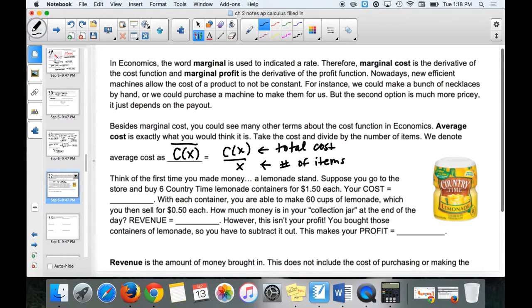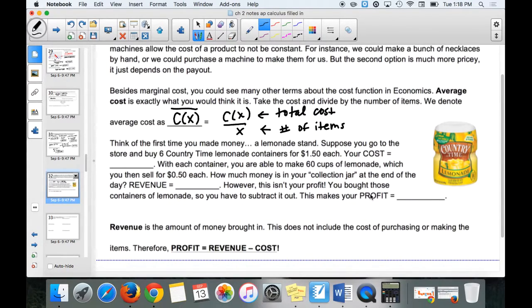So I saw this one kid offering car parking for $75. Yes, I did see that as well. So think about the first time that you made money. Back in the day, a lemonade stand. My brother and I always had these.